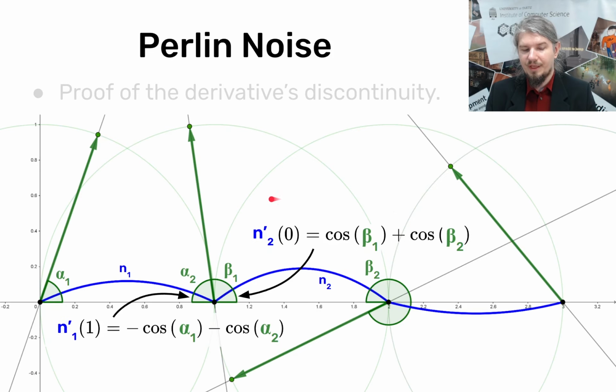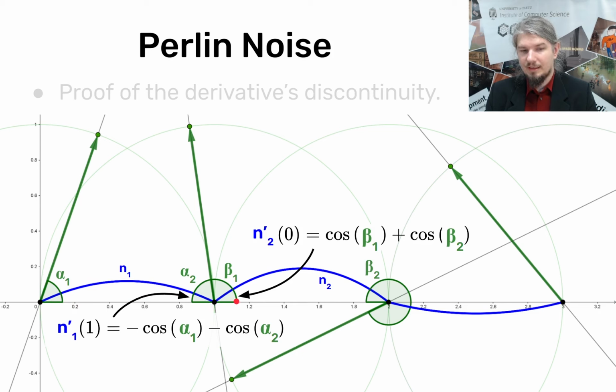Our c3 was the cosine of one angle plus the cosine of the other angle. For example, here, the derivative on the right is going to be minus c3. So it's going to be minus cosine of alpha 1, this angle here, and minus cosine of alpha 2, this angle here. So it's dependent on both of these angles between those gradients.